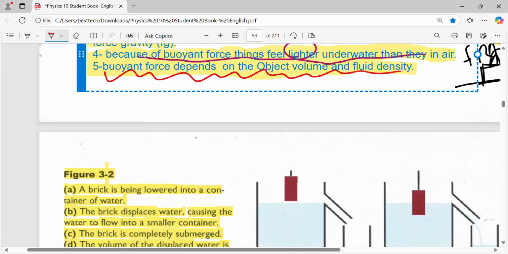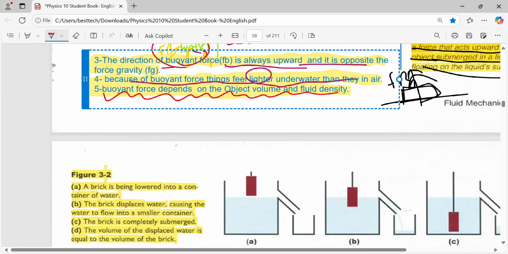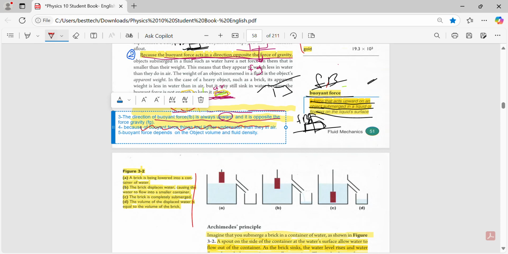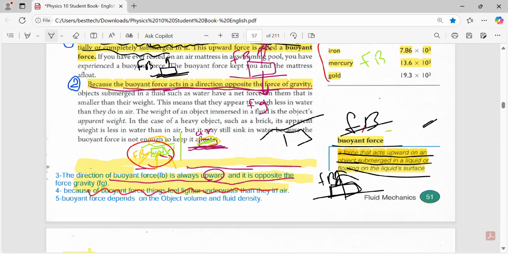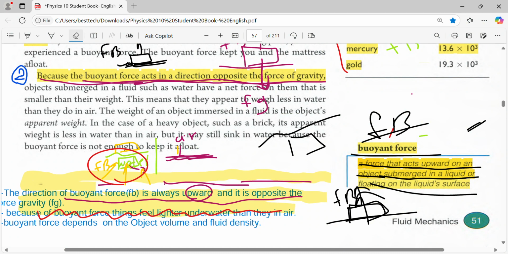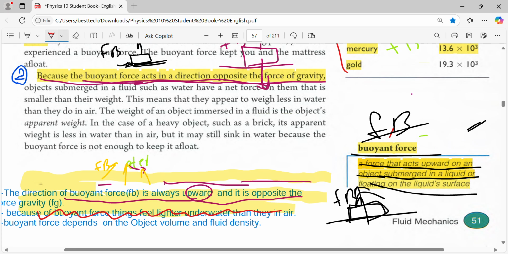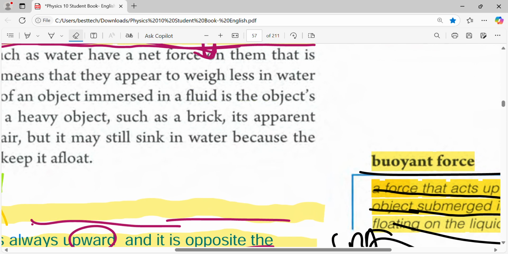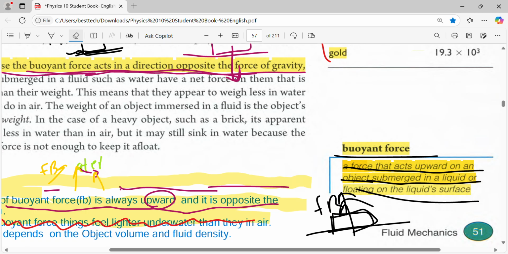Look, for example, again, this is the surface of the water. Wait a minute, let me erase that one. Okay, let me erase this. Guys, look. For example, I'm going to make a picture now to understand better.